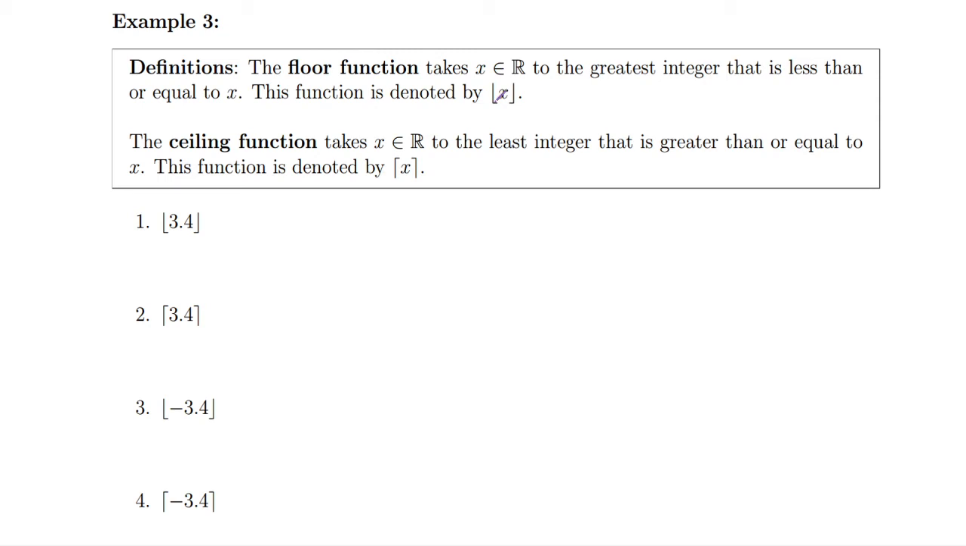It looks like an elongated L and then a backwards elongated L. That's just the notation. And then the ceiling function is where you're rounding up. If I give you a real number, you find the least integer that is greater than or equal to x, and the notation for that looks like this. Comparing it to the floor, I can explain it a little bit.